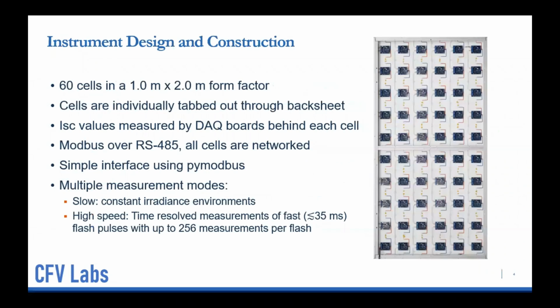So basically what we did is we took a 1x2 meter form factor module. This is pretty standard, like a 72-cell module. It has 60 individual cells, and the cells are tabbed out through the back sheet. And behind each cell, we install a custom data acquisition board that CFV Labs designed, built, and calibrated themselves. And this is set up to measure cell ISC for each cell individually.